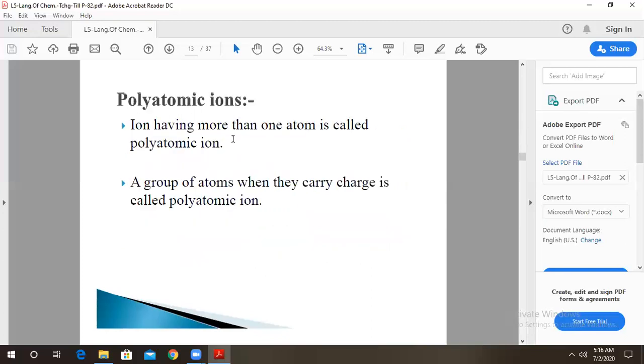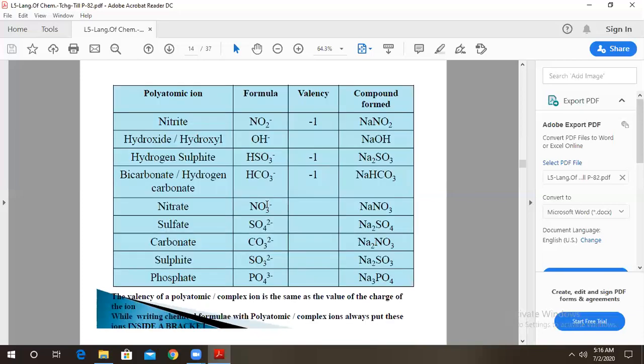Polyatomic ions. Ions which have more than one atom are called polyatomic ions, or a group of atoms when it carries charge is called a polyatomic ion. Example, SO4 2 minus, NH4 plus, etc. These are a few polyatomic ions in front of you.